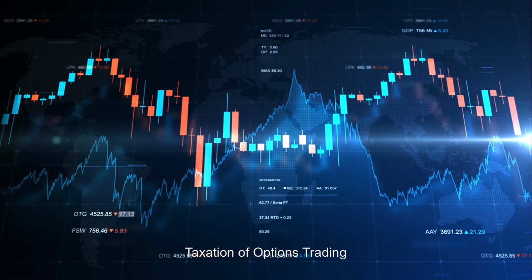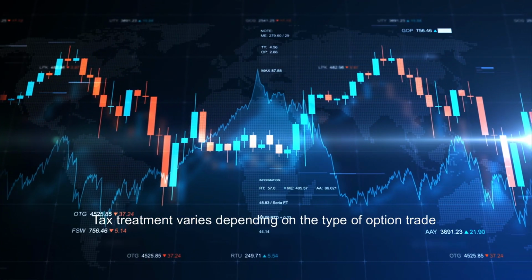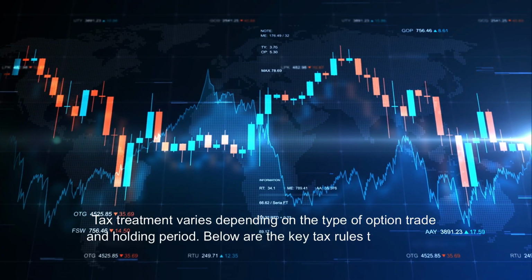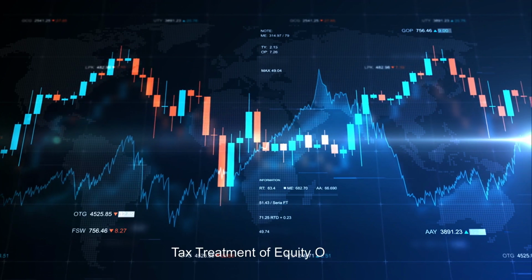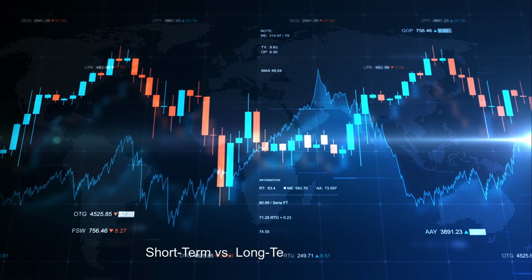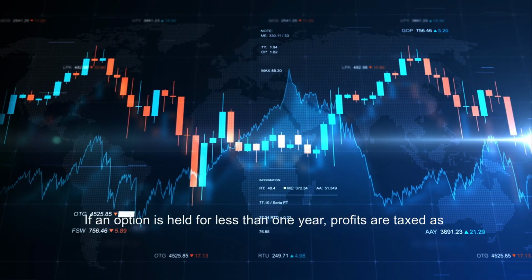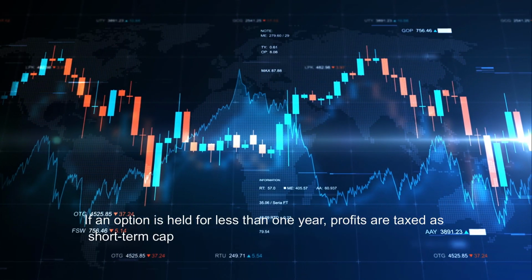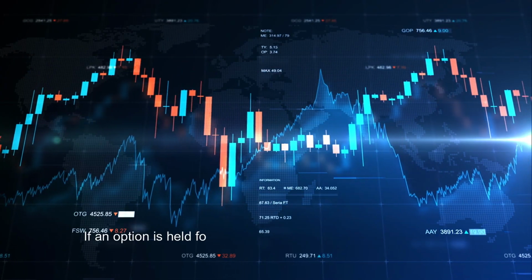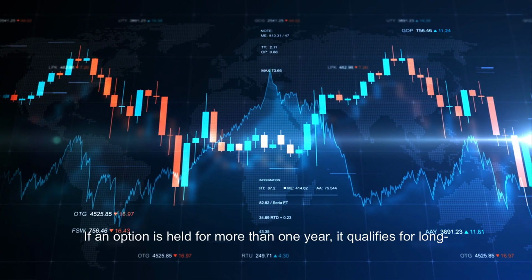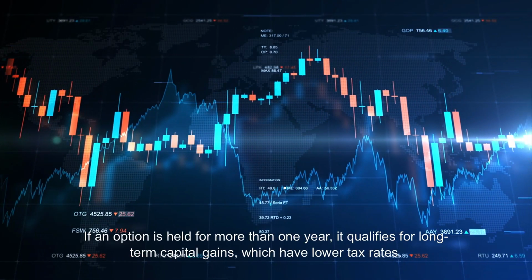Taxation of options trading. Tax treatment varies depending on the type of option trade and holding period. Below are the key tax rules traders need to be aware of. Tax treatment of equity options, short-term versus long-term capital gains. If an option is held for less than 1 year, profits are taxed as short-term capital gains, which are taxed at ordinary income rates. If an option is held for more than 1 year, it qualifies for long-term capital gains, which have lower tax rates.